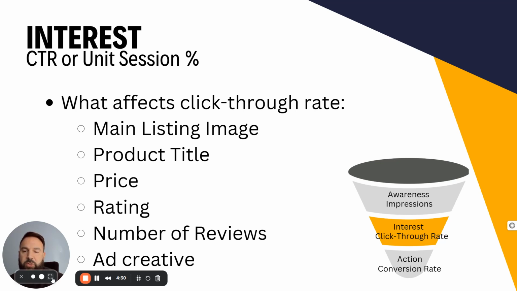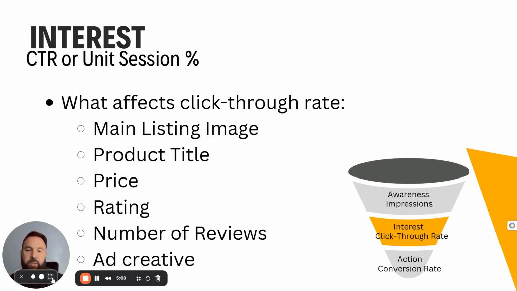The product title, so there may be something very important in the title that affects that click. The price, so obviously how you compare to your competitors. The rating, right? Rating and reviews kind of go hand in hand. You could have a product that has a rating of 4.5 and the number of reviews is 1,000, right? And obviously, if it's not an organic impression, then the ad creative could drive the click, right? So these are all things that affect the click-through rate.